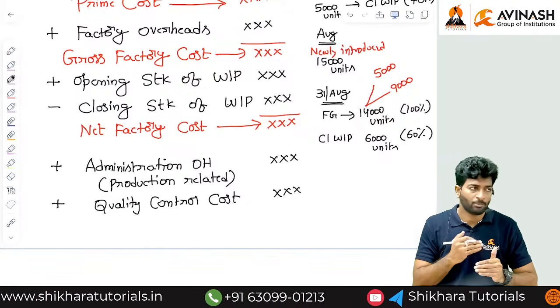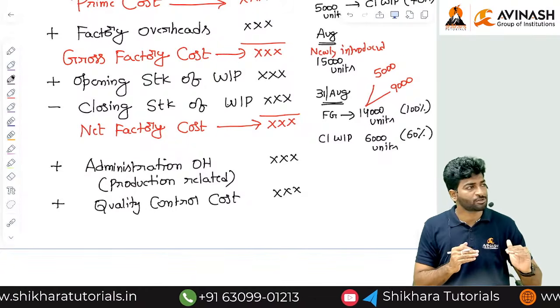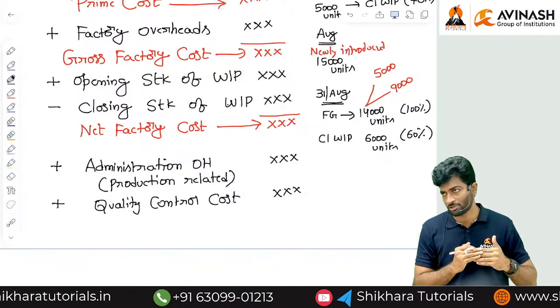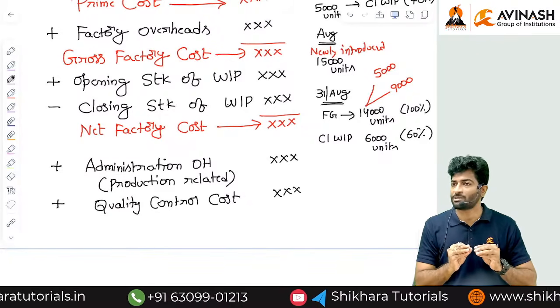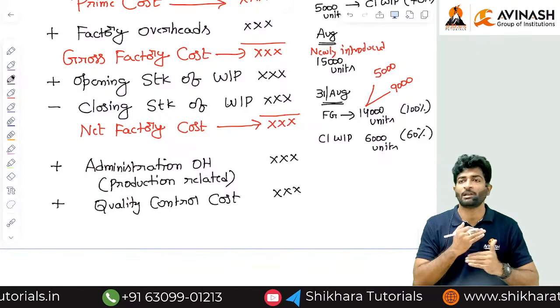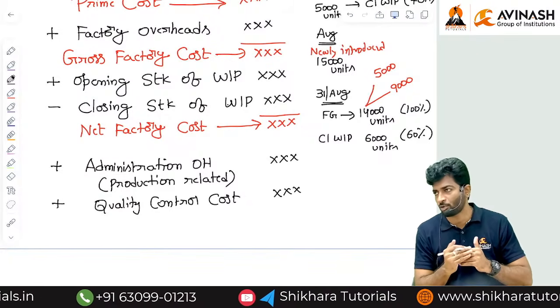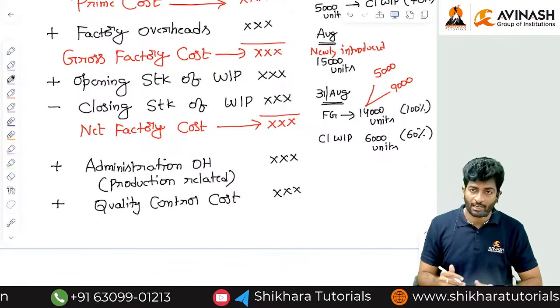Primary packing before cost of production only. Administration or production related before cost of production only. Any research and development expenses incurred for the sake of improvement in production process before cost of production only, you have to add here. And any quality control cost.